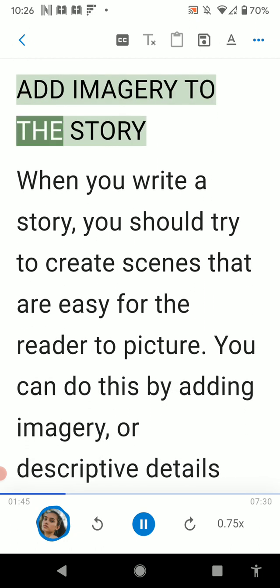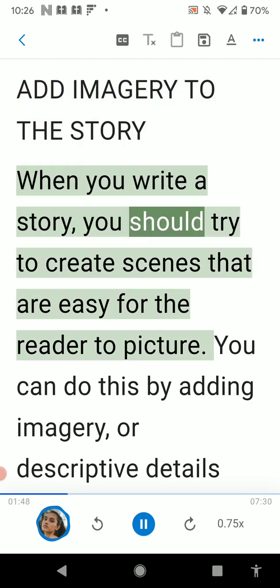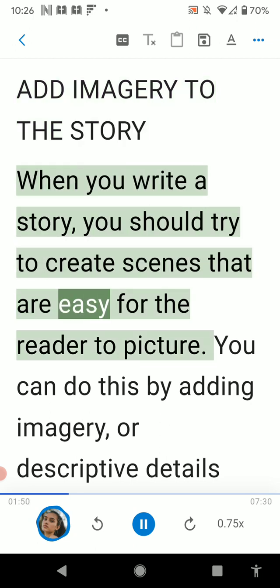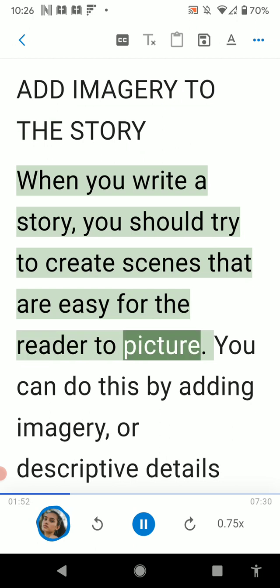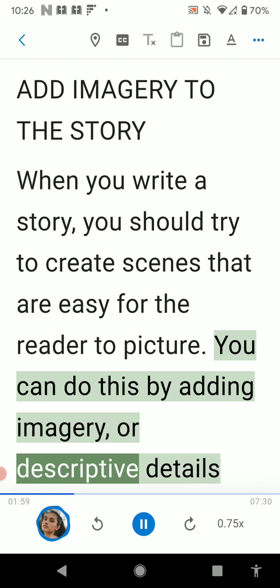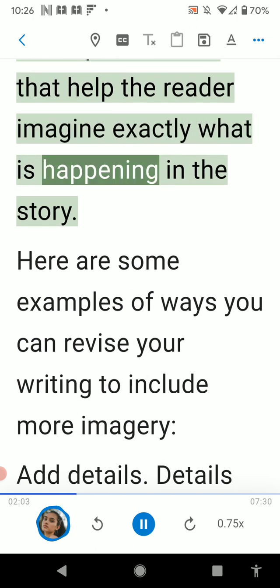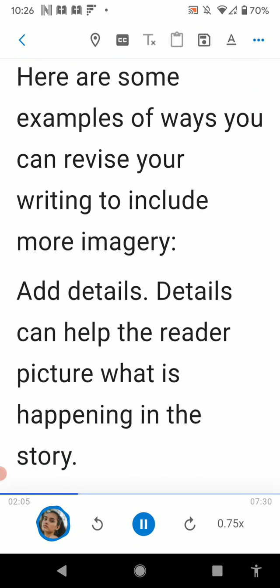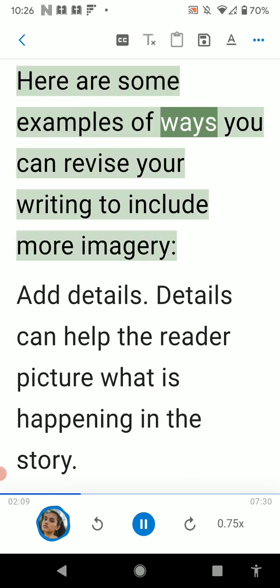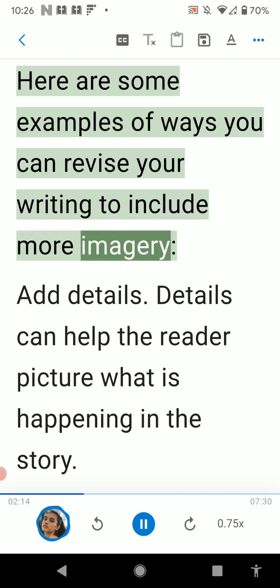Add imagery to the story. When you write a story, you should try to create scenes that are easy for the reader to picture. You can do this by adding imagery or descriptive details that help the reader imagine exactly what is happening in the story. Here are some examples of ways you can revise your writing to include more imagery.